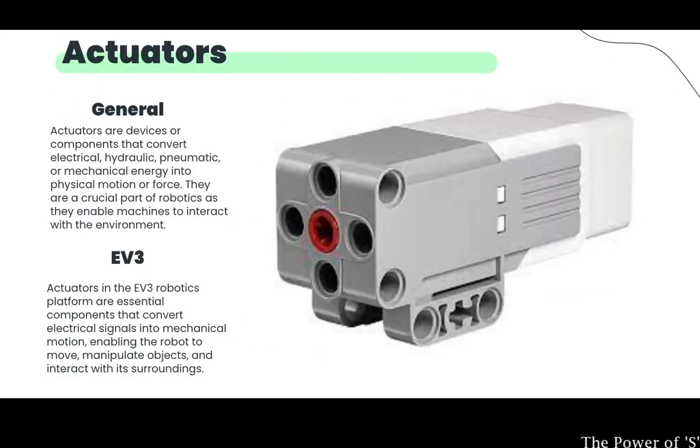And then what are actuators? In general and in EV3s. Actuators are devices or components that convert electric or mechanical energy into force. So they're a crucial part of robotics as they enable machines to interact with the environment. Now, EV3 actuators in the EV3 Robotics platform are essential components that convert electrical signals into mechanical motion, enabling the robot to move, manipulate objects, and interact with its surroundings.